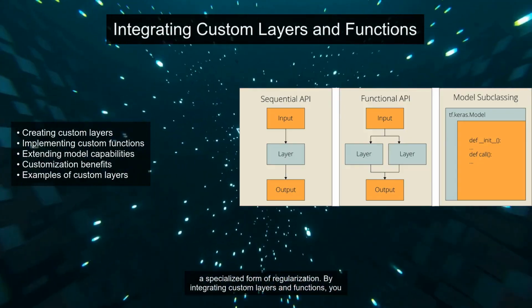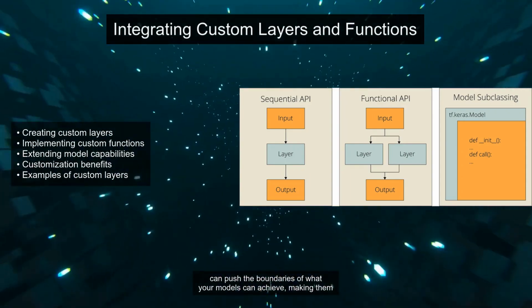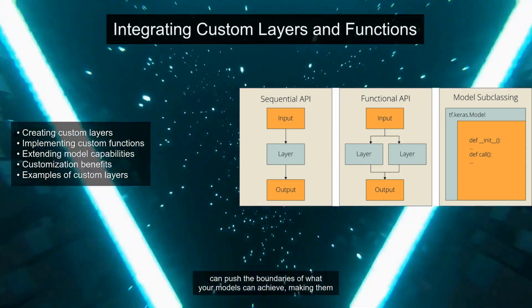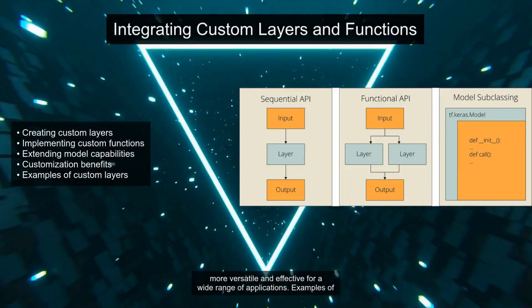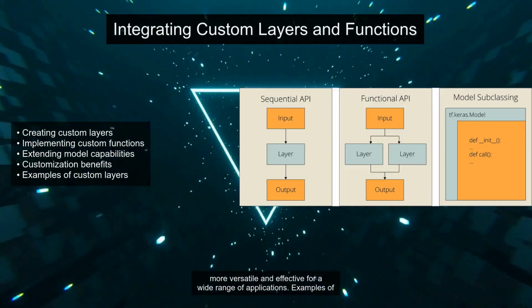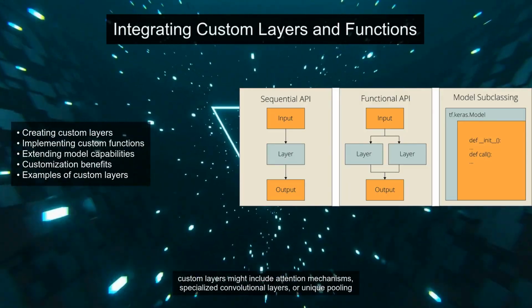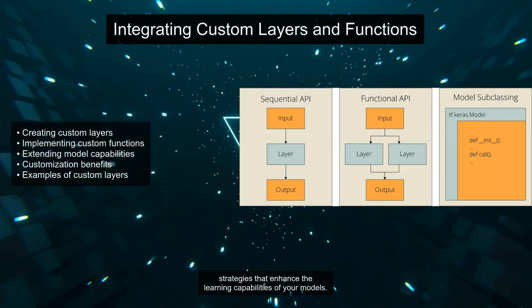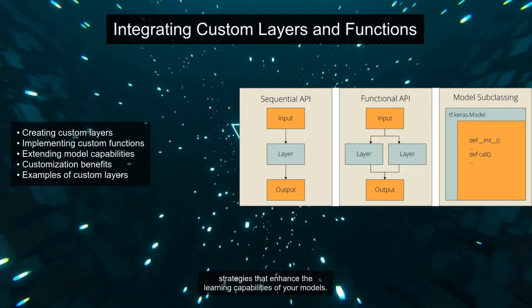By integrating custom layers and functions, you can push the boundaries of what your models can achieve, making them more versatile and effective for a wide range of applications. Examples of custom layers might include attention mechanisms, specialized convolutional layers, or unique pooling strategies that enhance the learning capabilities of your models.